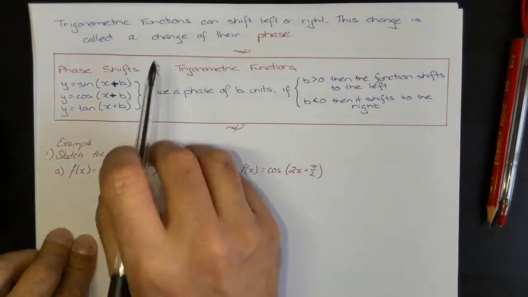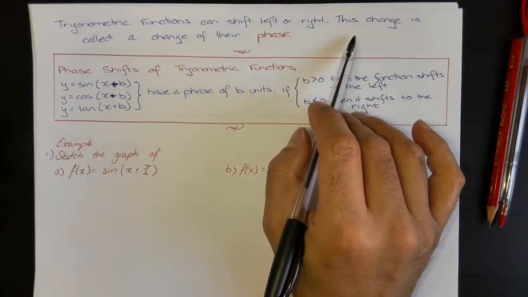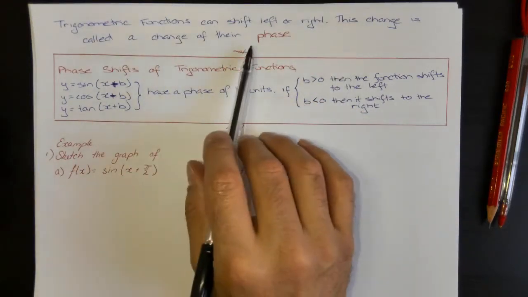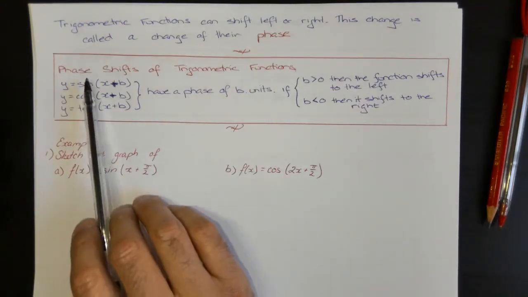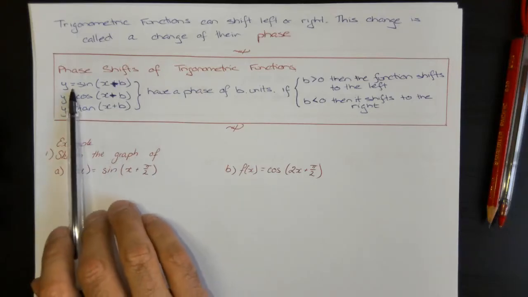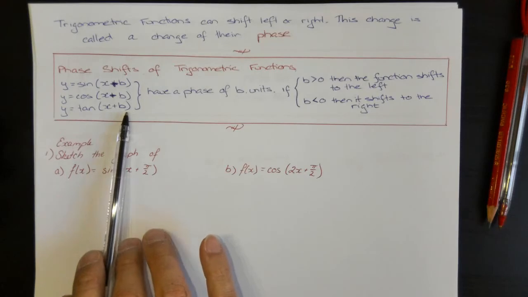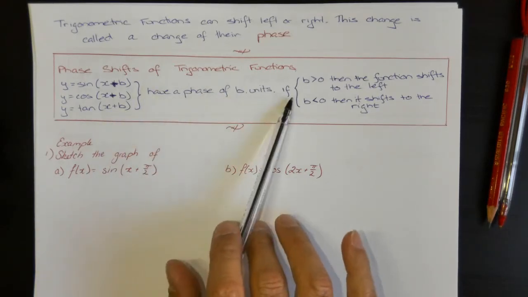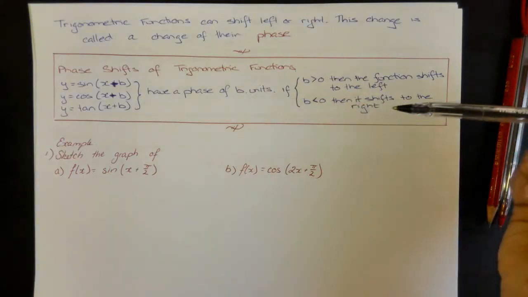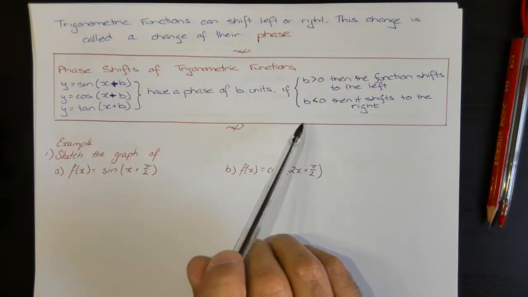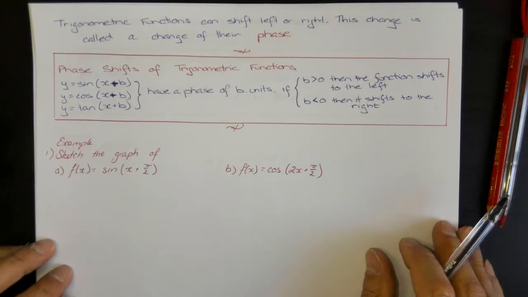Okay, so trigonometric functions can shift left or right. The graph can shift left or right, and if that happens, this is called a change in their phase. We'll do some examples. For the phase shift of a trigonometric function, if you have y equals sine of x plus b, or cos of x plus b, or tan of x plus b, they have a phase shift of b units. If b is greater than 0, so it's positive, it will shift the whole function to the left. If it is negative, less than 0, it will shift it to the right. So here are some examples.